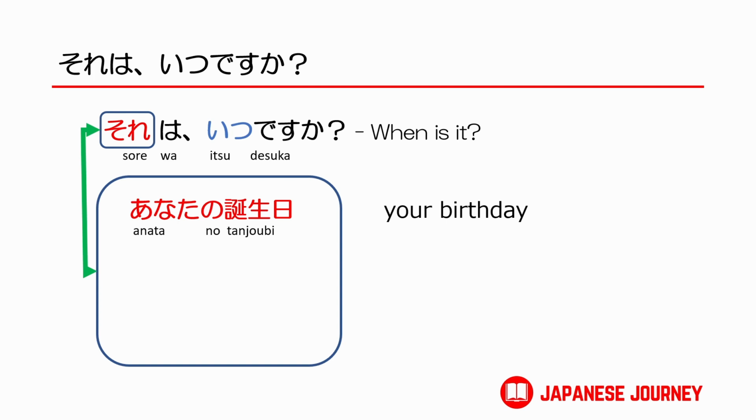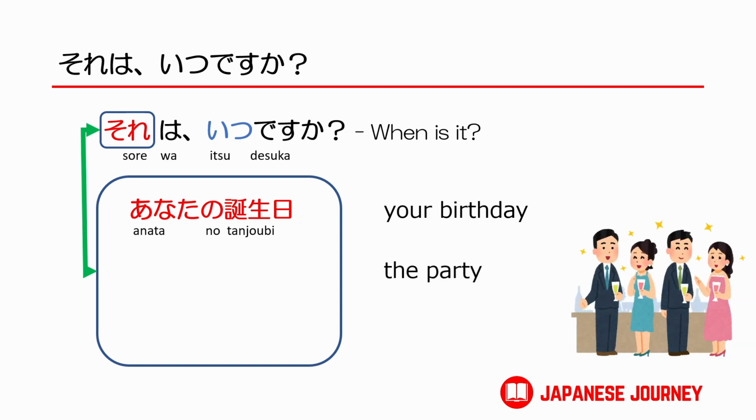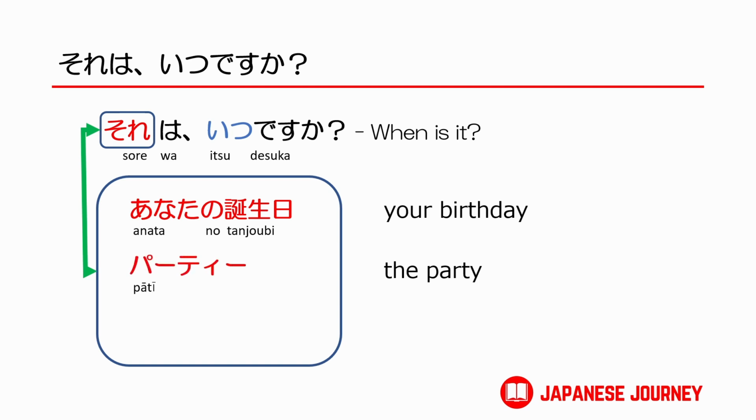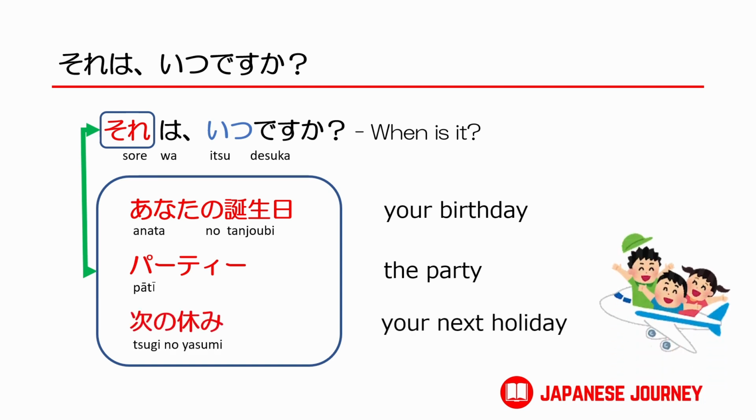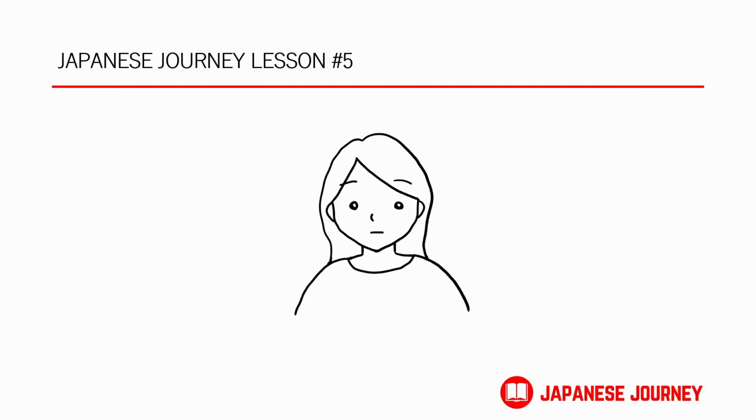Or when is the party? Party in Japanese is パーティー. So it becomes パーティーはいつですか? Okay, if you want to ask your friend, when is your next holiday? Holiday in Japanese is 休み. So it becomes 次の休みはいつですか? Great job! Now you know how to ask questions. Let's learn how to reply to them.